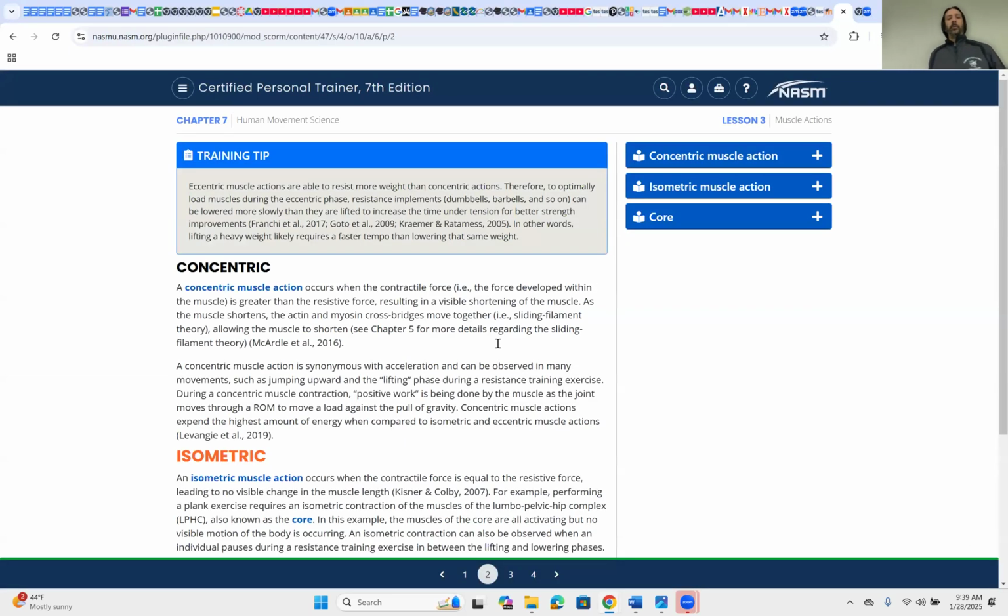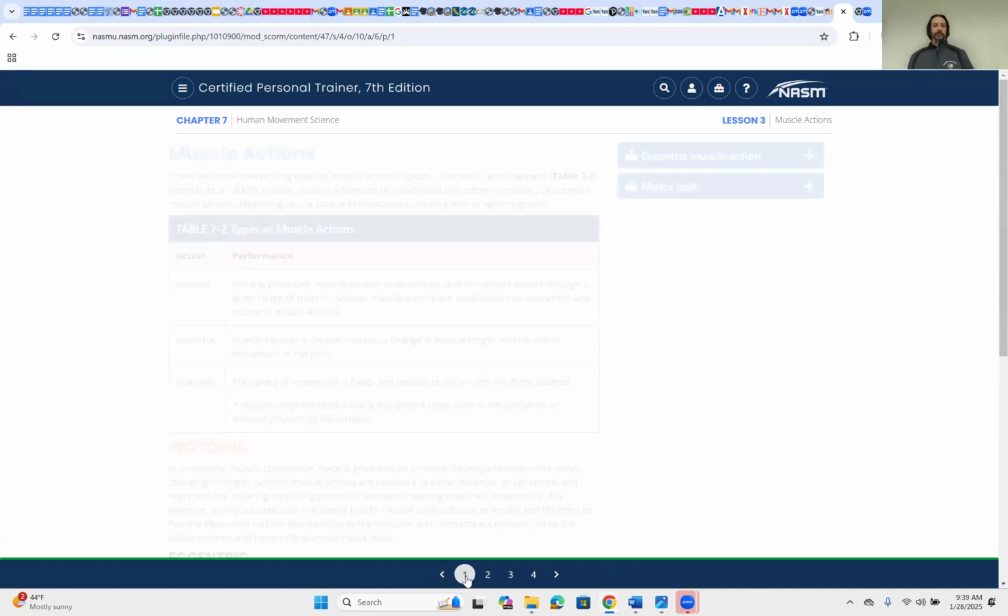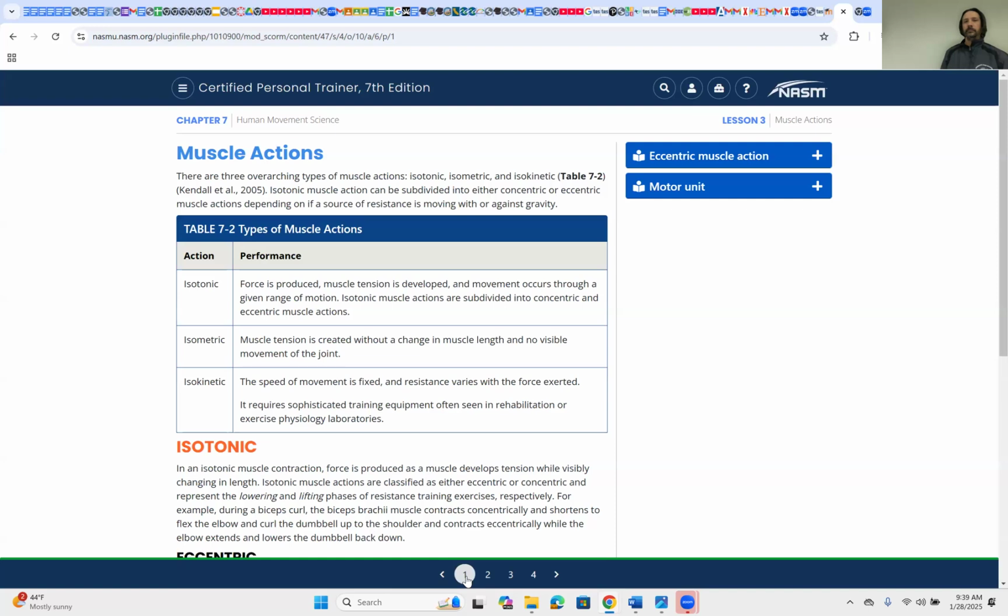All right. So number one, define concentric. Define concentric. Just what is the word? A concentric muscle action. Define it in your words. Concentric. What does it mean?